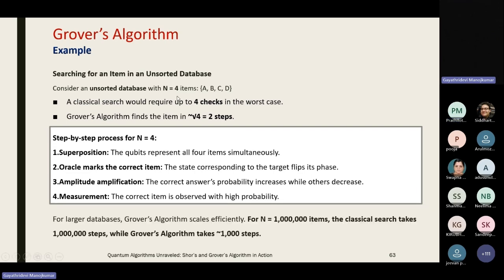So this I have given only for the 4 items in the database. Consider if I have 1 million items in my database, the classical computer will always take an order of n, that is, 1 million steps, while Grover's will complete this approximately in 1,000 steps itself. So now I hope you have understood the power of Grover's algorithm on quantum search rather than classical search.